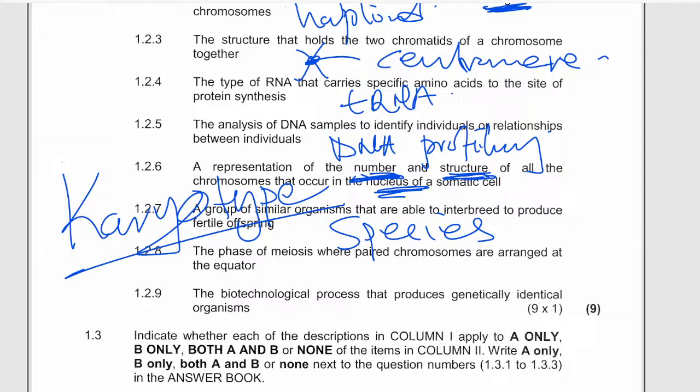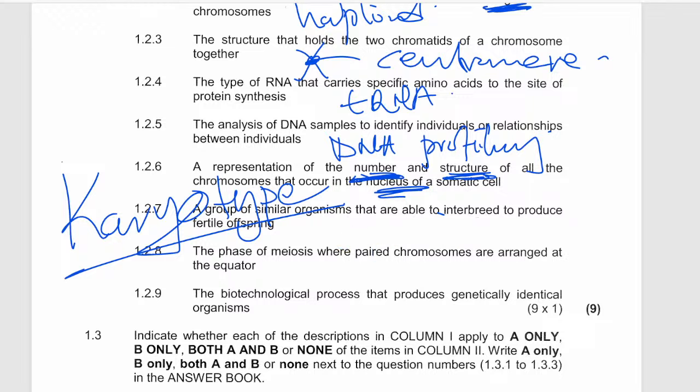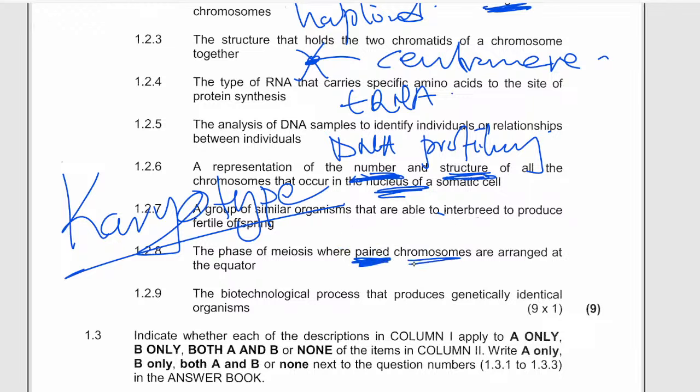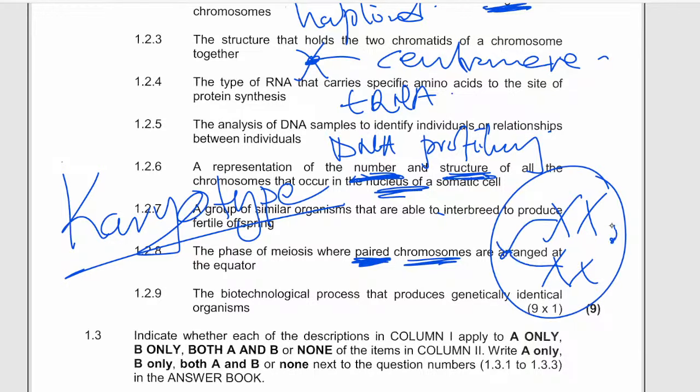Then they're saying, the phase of meiosis where paired chromosomes are arranged at the equator. You see the word pair, guys. This word is a key point. Chromosomes, meaning that they are not single. They are in homologous pairs. How do you call that phase? That is metaphase, because it is in the middle, at the equator. But because they're in pairs, it becomes metaphase 1 before they divide. So the most correct answer there is metaphase 1.